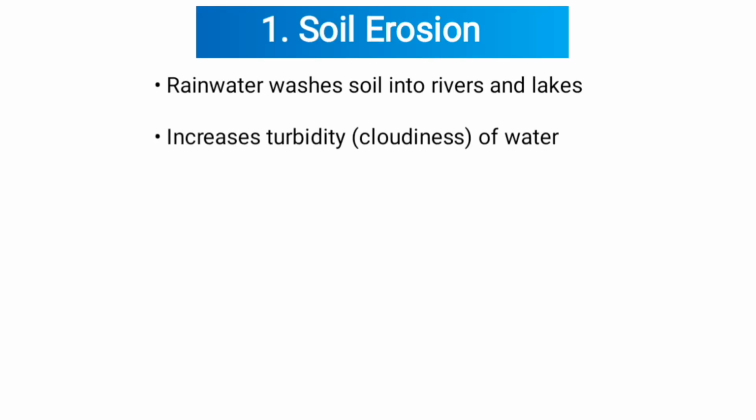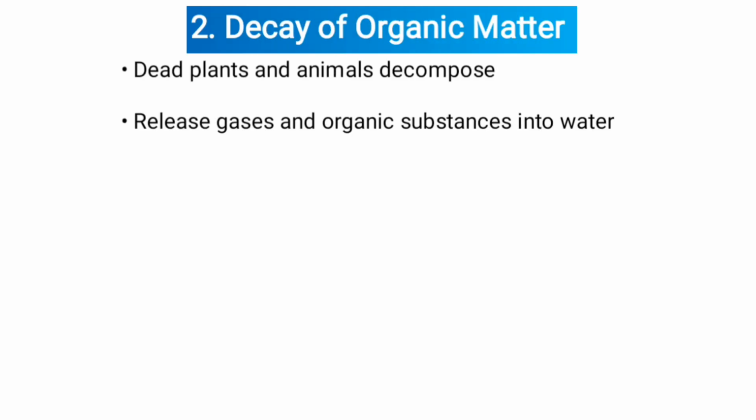First one, soil erosion. Rainwater washes soil into rivers and lakes, increases turbidity, the cloudiness of water. Second one, decay of organic matter. Dead plants and animals decompose, release gases and organic substances into water.